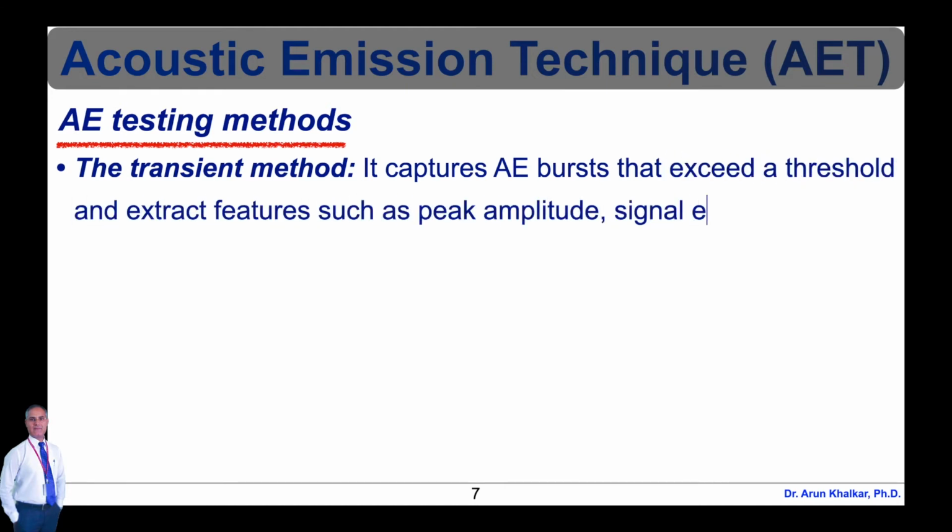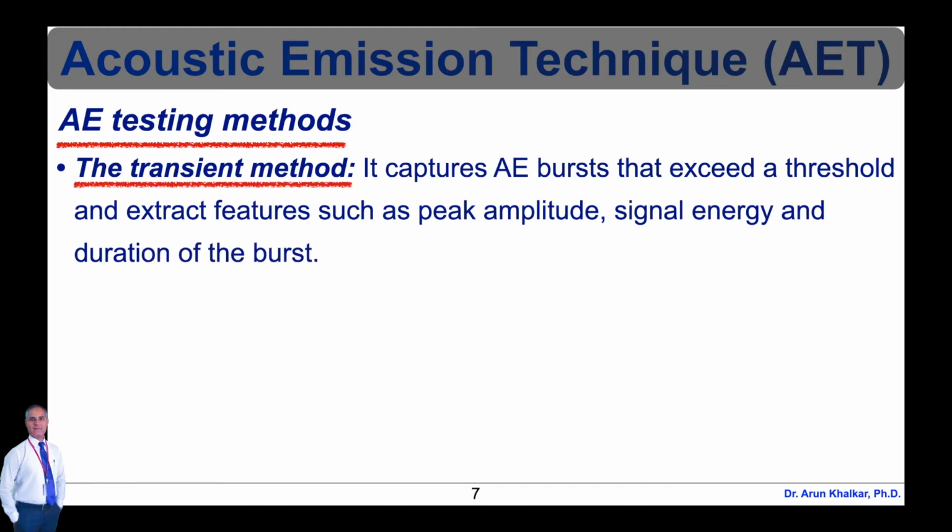The transient acoustic emission method captures AE bursts that exceed a threshold, that is, a loudness level, and extracts features such as peak amplitude, signal energy and duration of the burst. These features are then used to assess the condition of the component under test. This method is well suited for testing structures for defects such as cracks.